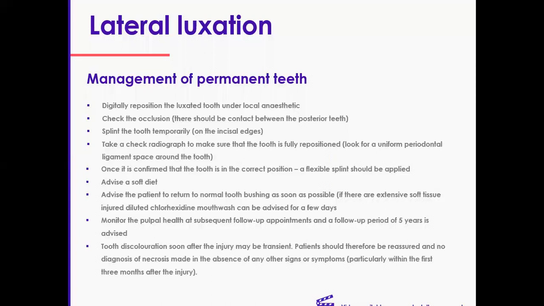After repositioning, check the occlusion, see if the back teeth meet, provide a temporary splint, take a check X-ray to ensure the position is correct, and if that's all okay, provide a flexible splint for 4 weeks. Advise on soft diet and normal brushing, and advise the patient to use diluted chlorhexidine, sort of 50-50 with water, especially if you've got soft tissue lacerations. Monitor the pulp health on follow-up for your baseline and up to 5 years. Also, as we previously mentioned, reassure the patient and parent on the discoloration up to 3 months. And please do not start root canal treatment unless you have 2 clear-cut signs of an infected necrotic pulp.